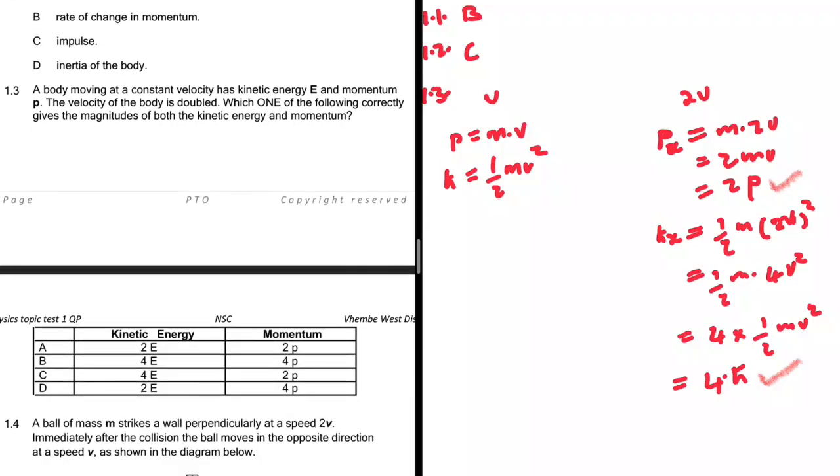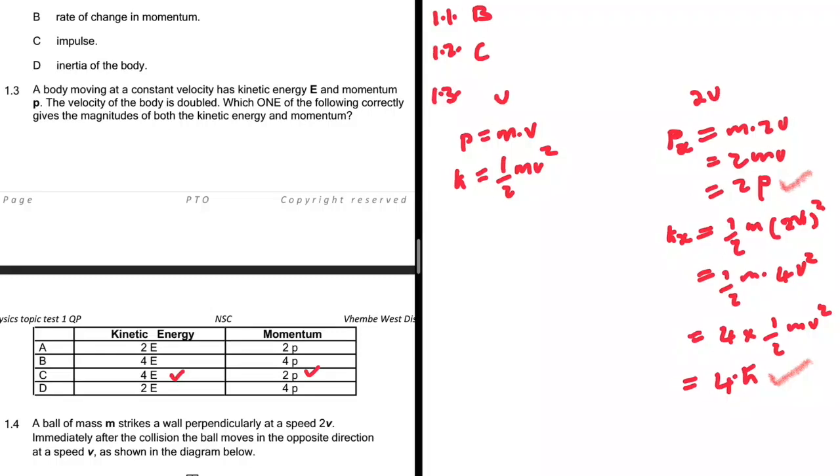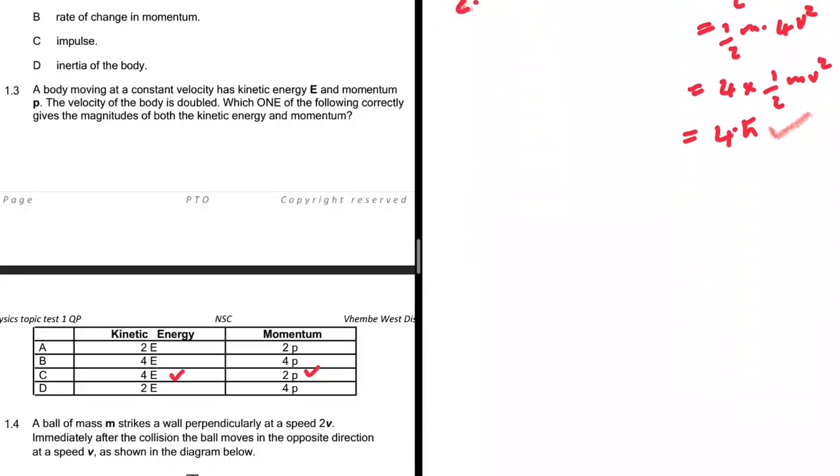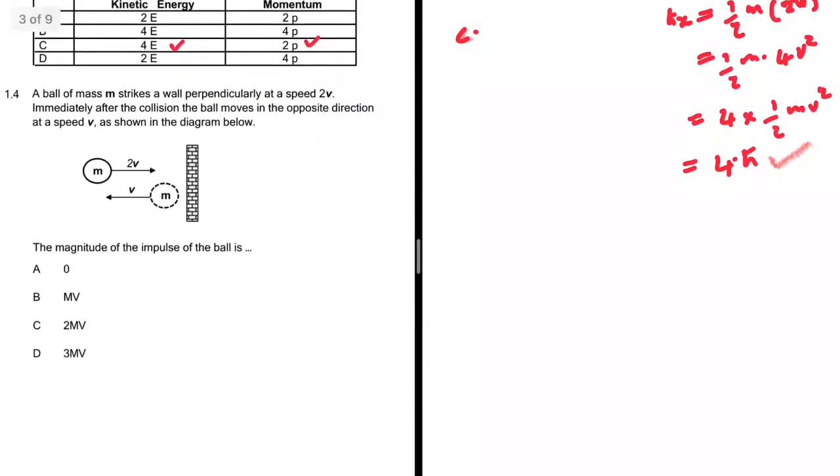So which option gives us that? Option A, we have 2e, 2p. Our answer is option C, where we have 4e and 2p. So the answer to 1.3 is C. There we go. This is how we solve these kinds of questions. We're going to use the same technique or something close in 1.4.